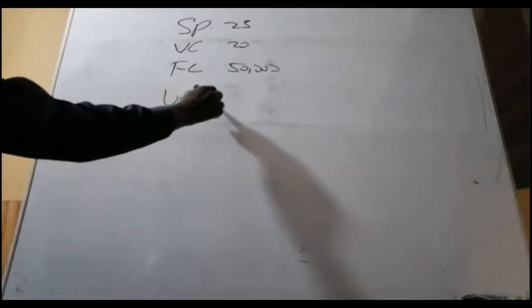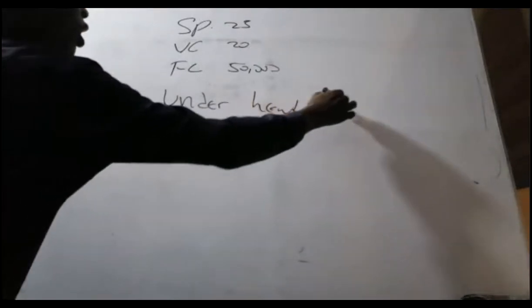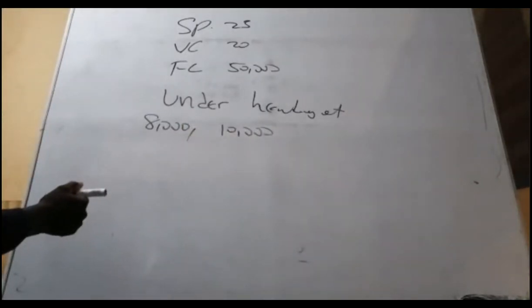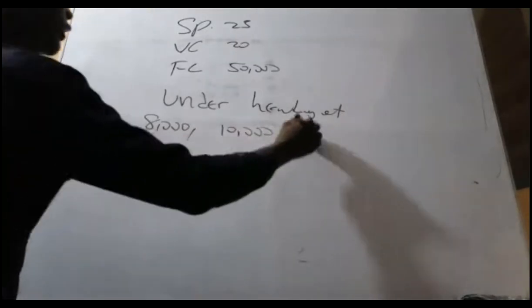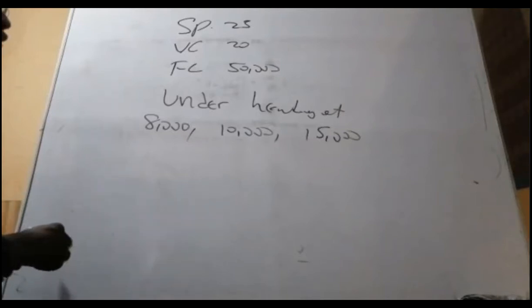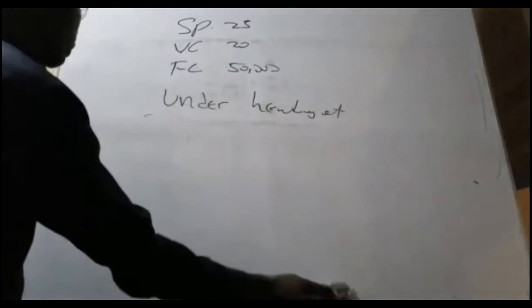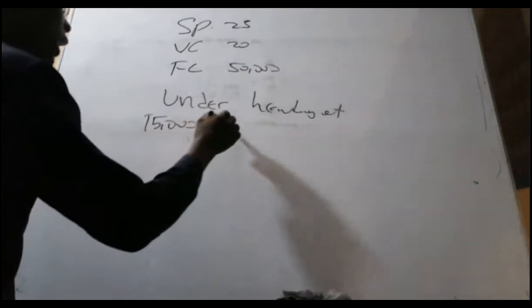Under the heading of units, the question is for 8,000, 10,000, 15,000 units. Let me start from 15,000 and 20,000.